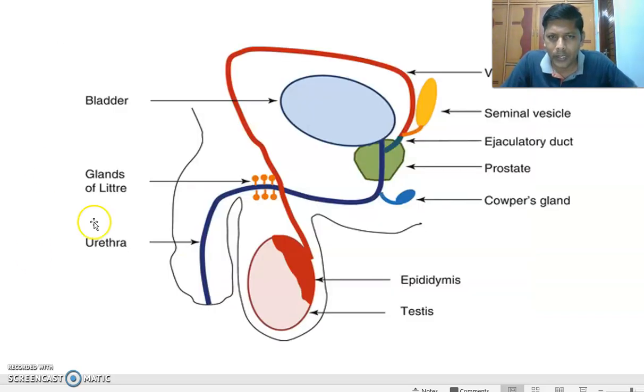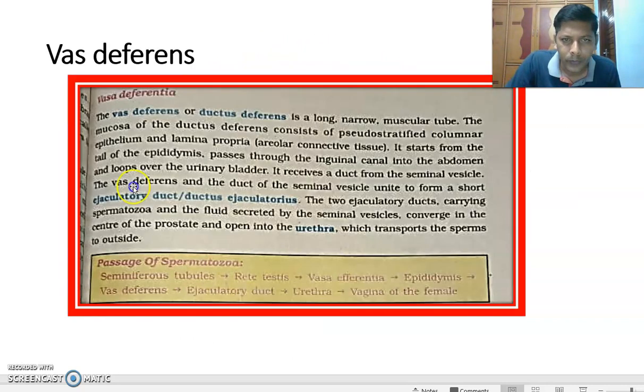You can see the loop here, like a Henle's loop. This red one is the vas deferens. It is looping over the urinary bladder. It arises from the cauda epididymis, passes through the inguinal canal, and loops over the urinary bladder.